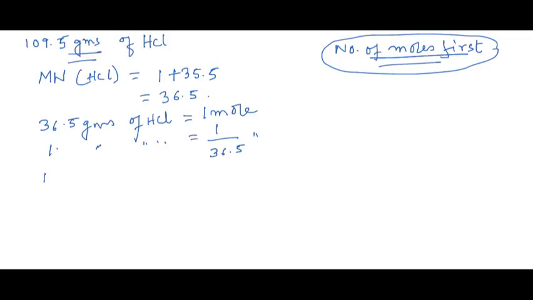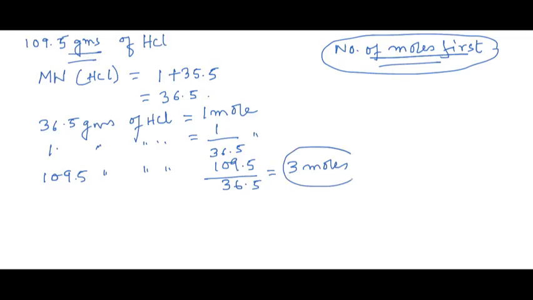Then 109.5 grams of HCl is 109.5 by 36.5, it will come to 3 moles. So I have calculated the number of moles.